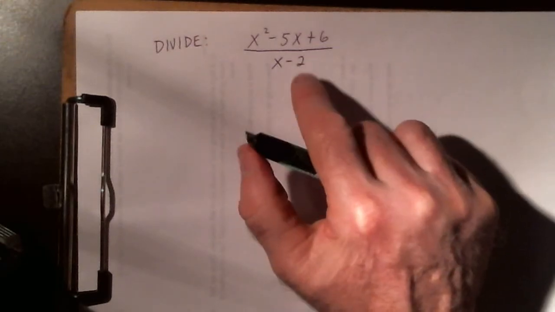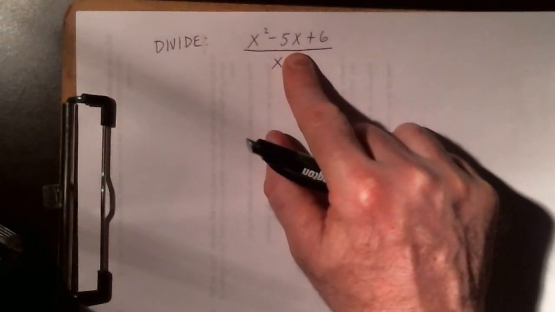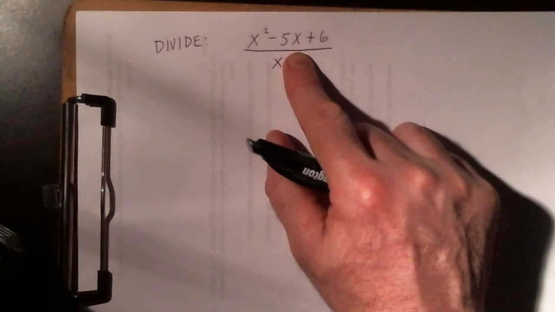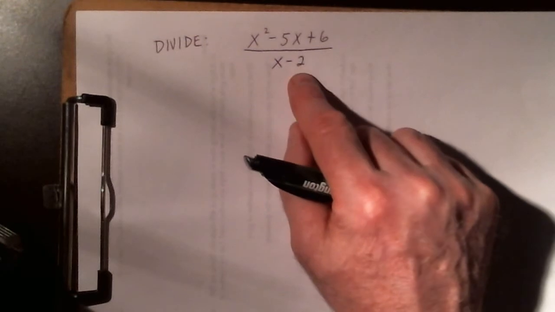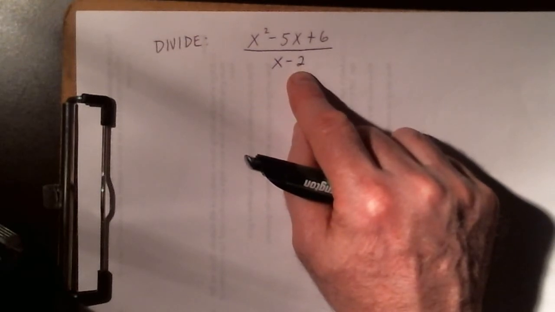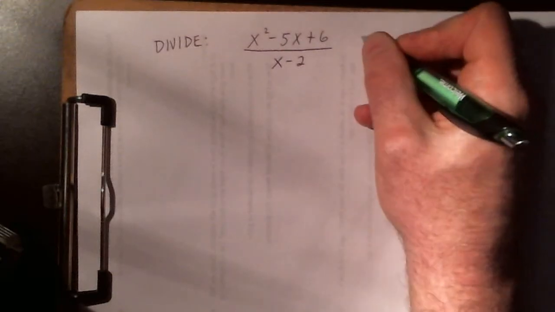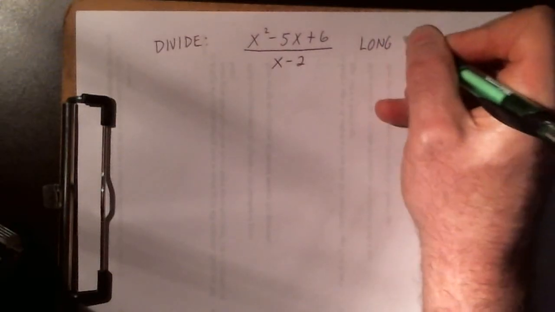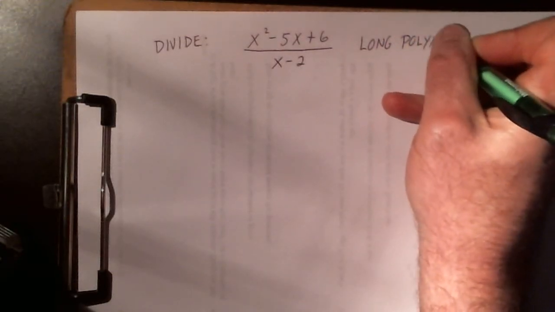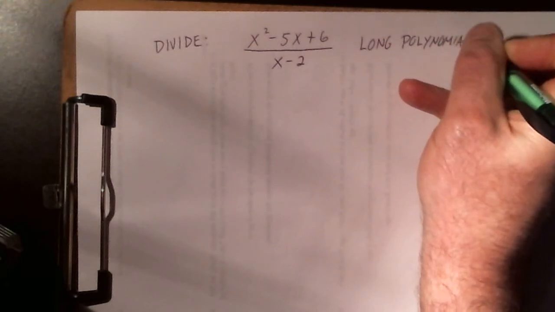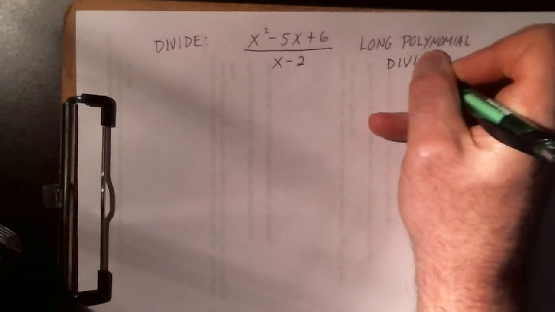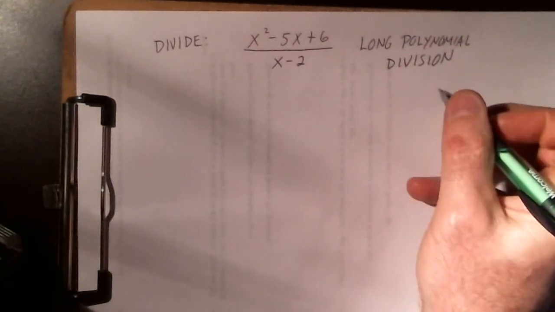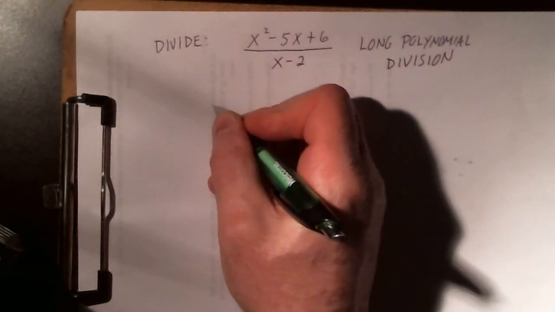If we were just dividing this polynomial by x, we would just split this up into 3 separate fractions by placing all the terms in the numerator over this x and then reducing each fraction. But we're dividing by a binomial, and because of that, we have no choice but to perform what's called long polynomial division. And that is accomplished by using our long division bar.